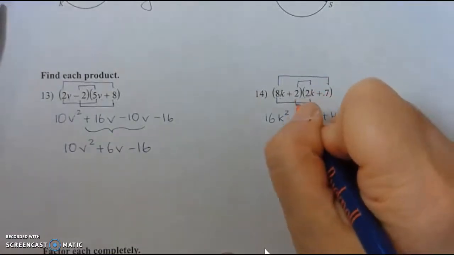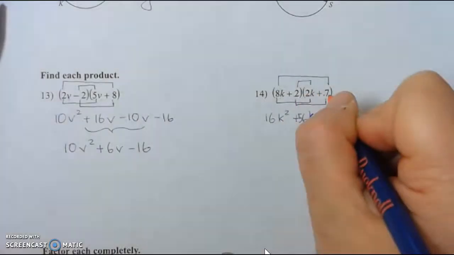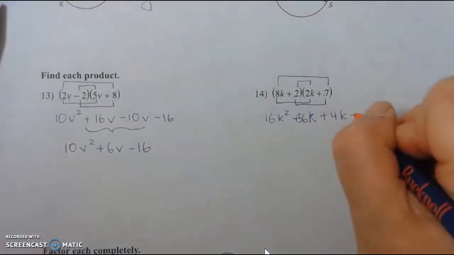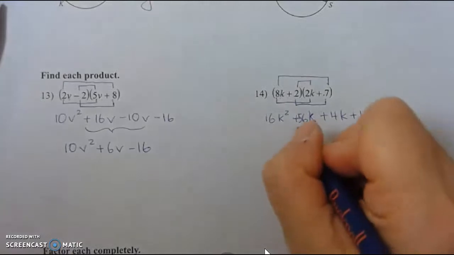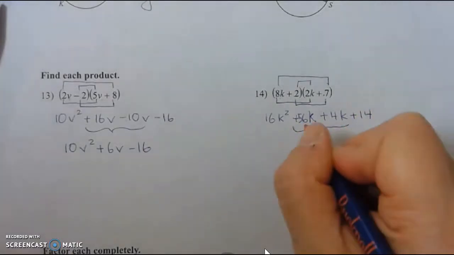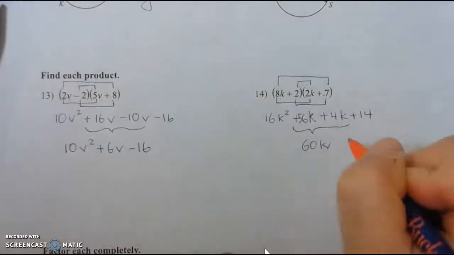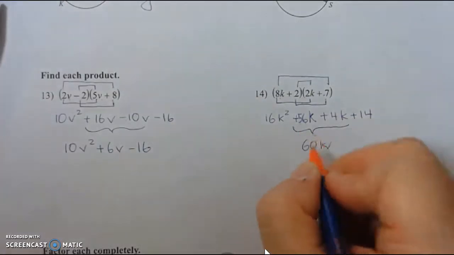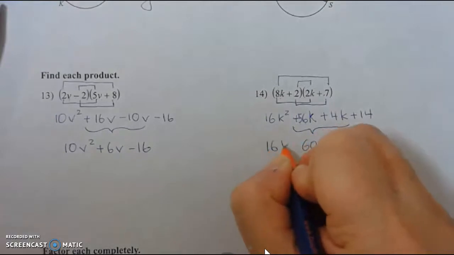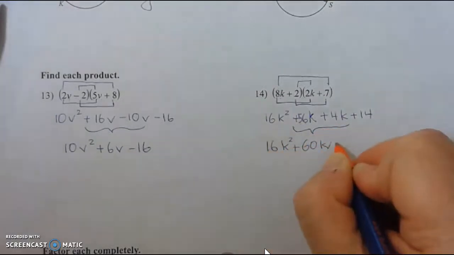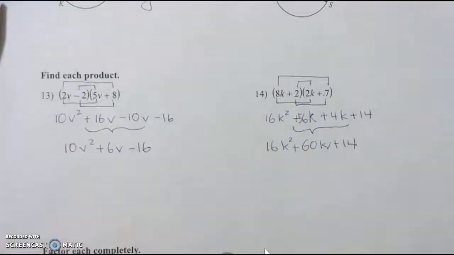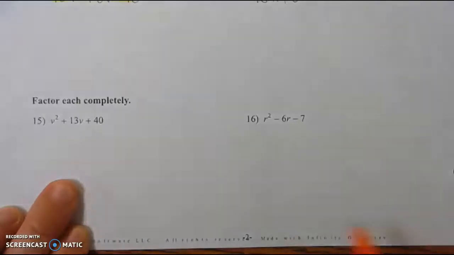And then last with last. That's going to be 2 times 7. That's going to be 14. And then combine the like terms here. 56 plus 4 is going to be 60, 60k. So this comes down to 16k squared plus 60k plus 14. Last two problems.